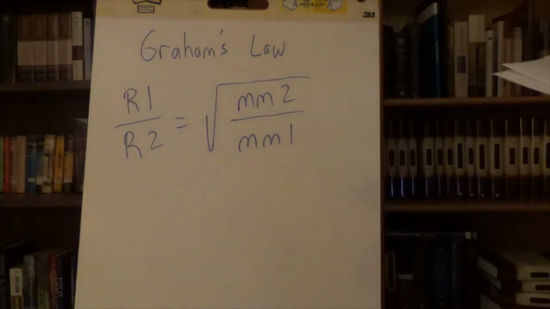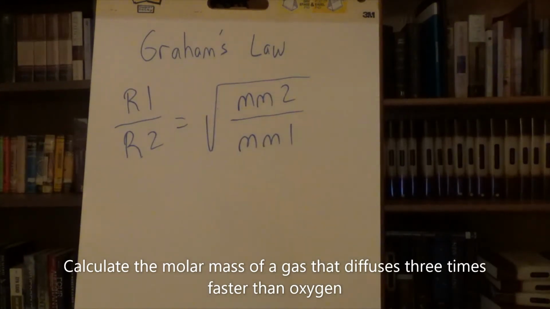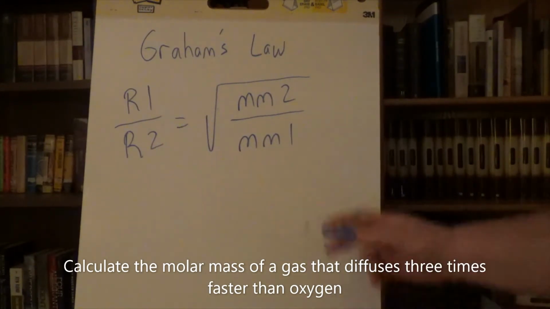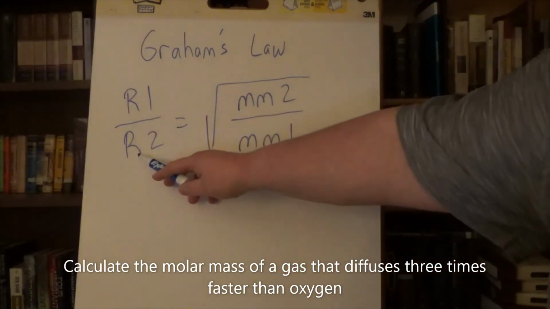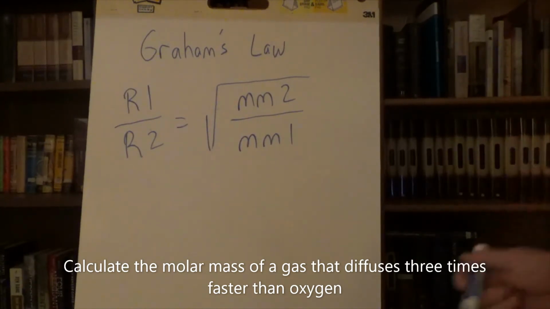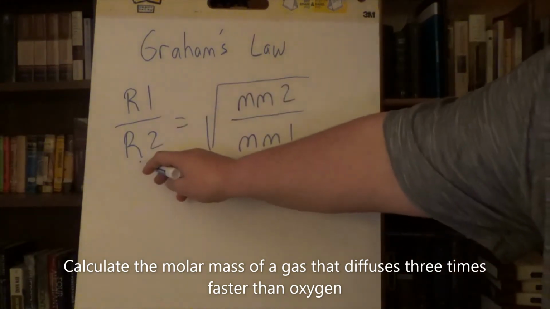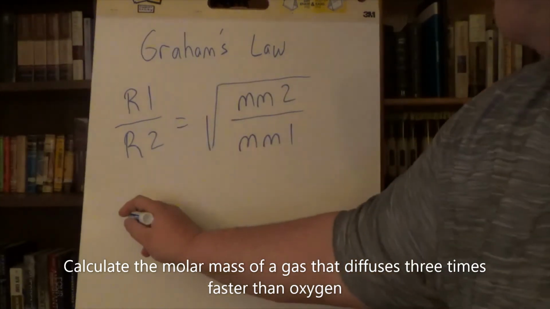Okay, so let's look at number 5. Calculate the molar mass of a gas that diffuses 3 times faster than oxygen under similar conditions. Now, this time we're not told what this gas is. We're told that it diffuses 3 times faster than oxygen. Okay? So, there are 2 ways you could set this up. You could make R1 the unknown gas, or you can make R2 the unknown gas. What we do know is that it's 3 times faster than oxygen. So, let's make this ratio 3.